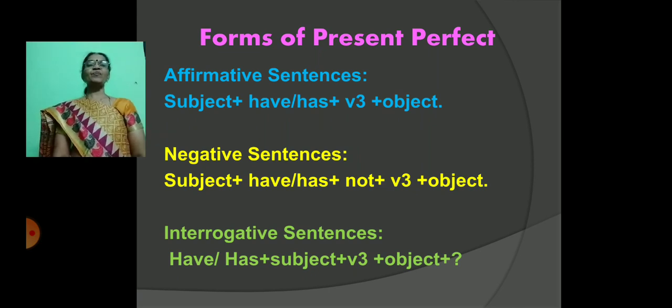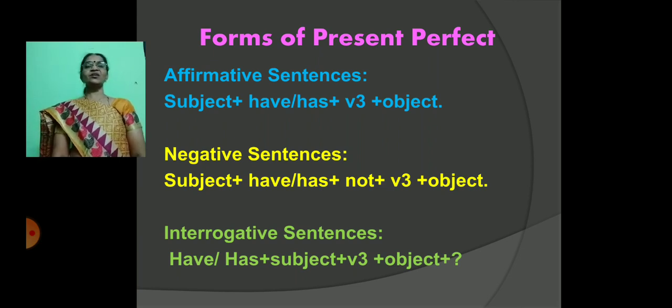So the forms for present perfect are subject plus have or has plus V3 plus object. For negative, it is subject plus have or has plus not plus V3 plus object. For interrogative, it is have or has plus subject plus V3 plus object. So here again, has is used for third person singular.